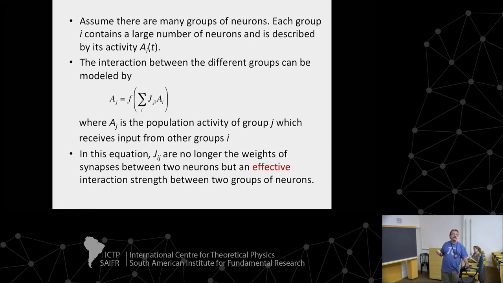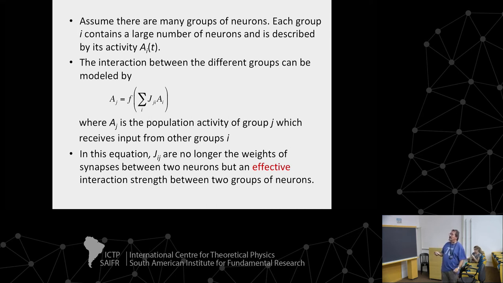Assuming that you have a large number of populations like this, you'd have a network of populations of cells. So instead of a network of single neurons, you have a network of populations of cells. Each population is characterized by an activity. So each population i is characterized by an activity A sub i of t. And the populations interact among each other via weights, which are no longer synaptic weights, but effective weights, if you want. So they capture the influence of one population over the other population.